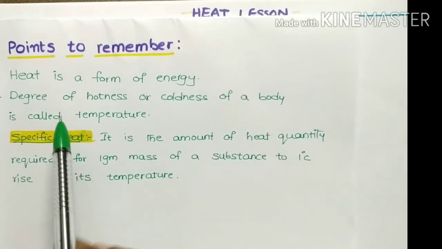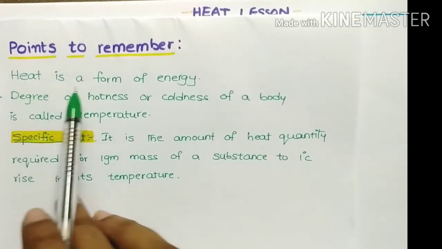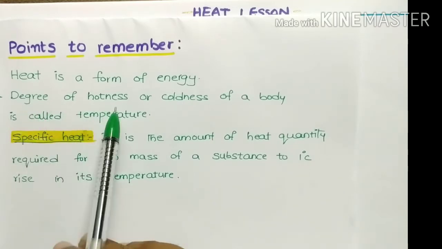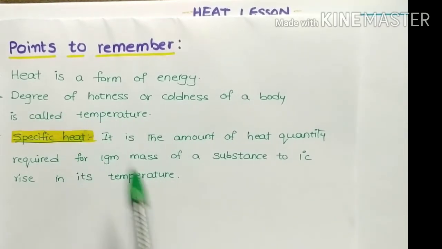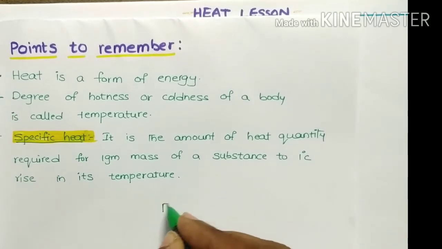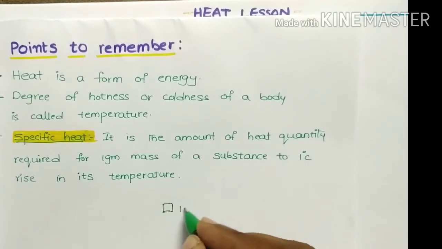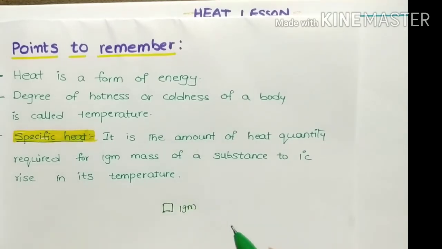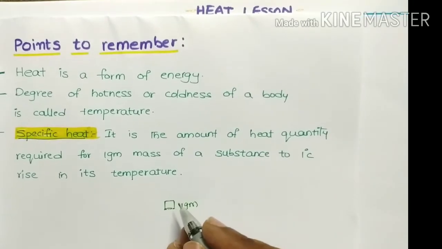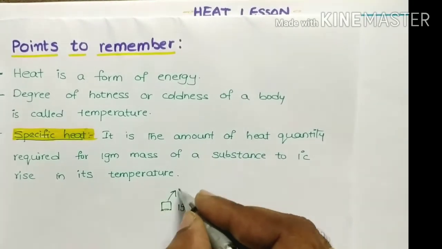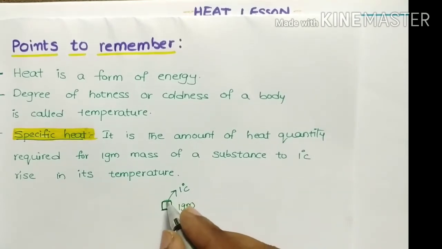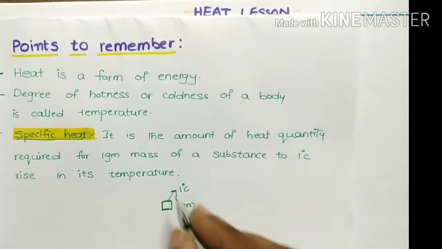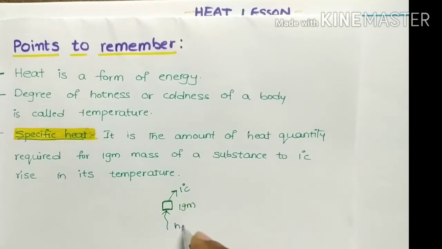As we learnt in our earlier classes, heat is a form of energy, and the degree of hotness or coldness of a body is called temperature. And when coming to specific heat, let's take 1 gram mass of a substance and we want to increase its temperature by 1 degree centigrade. To do that, we have to give some heat energy.